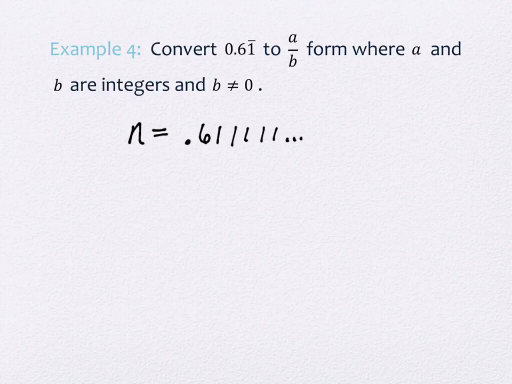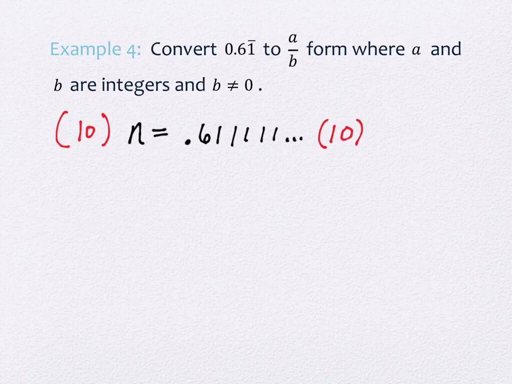Is that okay so far? Okay. How many numbers repeat? 1. So we're going to multiply both sides by what? 10. Just by 10, right? By a number that's 1 and 1 0. 10 because there's one number repeating.